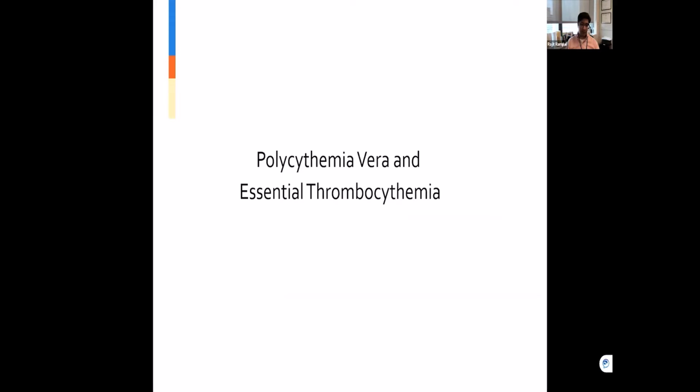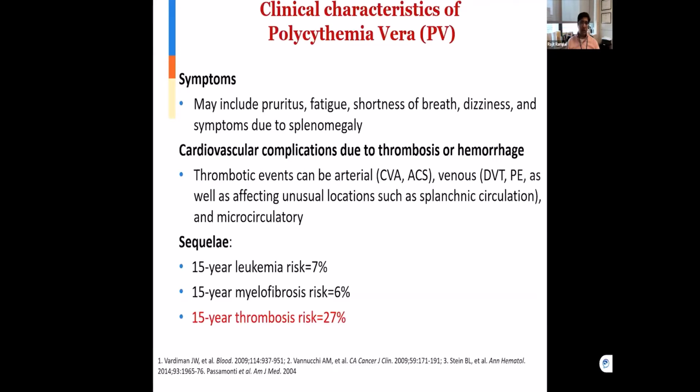So let's start by talking about PV and ET. So we'll start with polycythemia. So what is polycythemia and what do we worry about, right? So the symptoms of polycythemia include pruritus and fatigue and shortness of breath and dizziness, and sometimes the spleen gets enlarged as well. But there are cardiovascular complications, and that's one of the things we worry about the most.